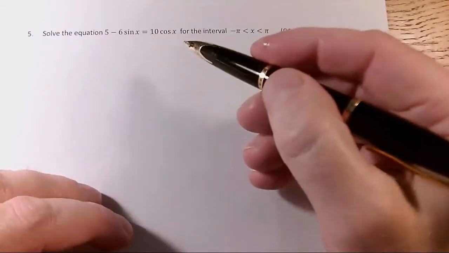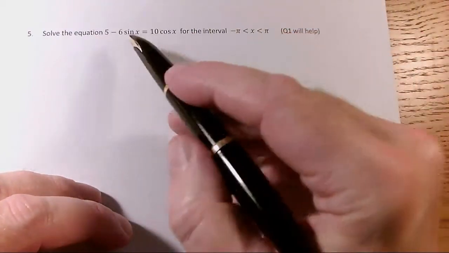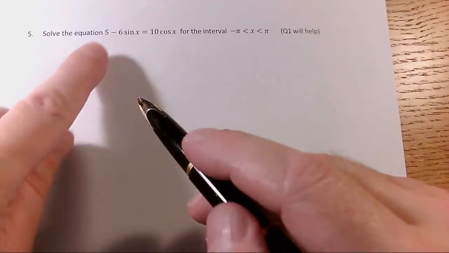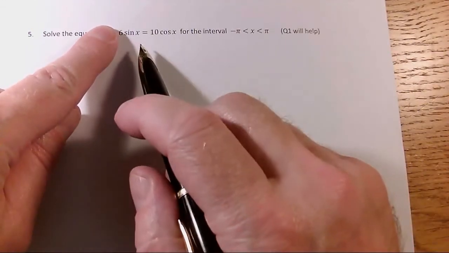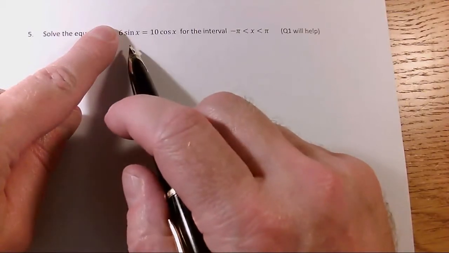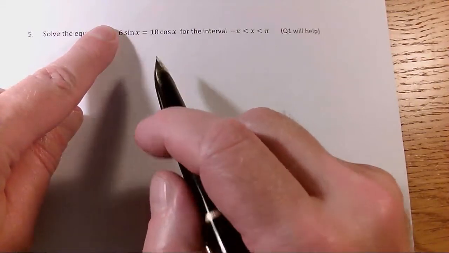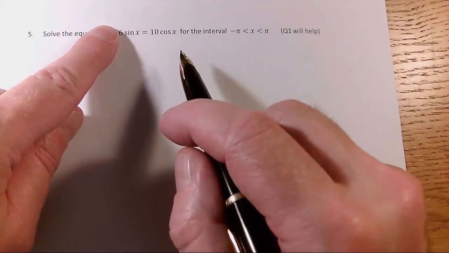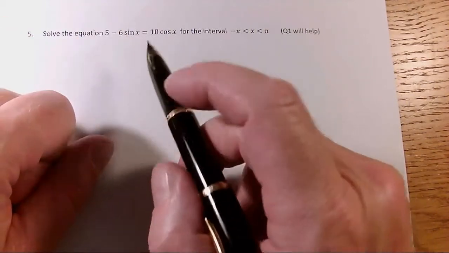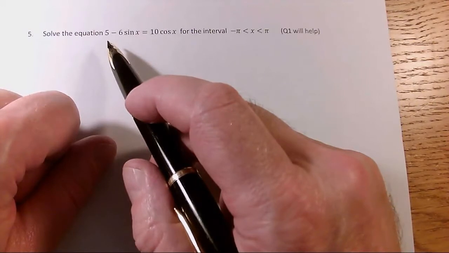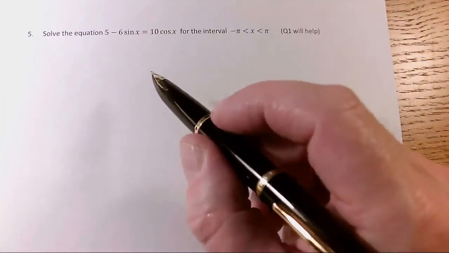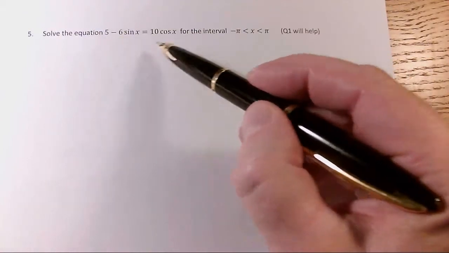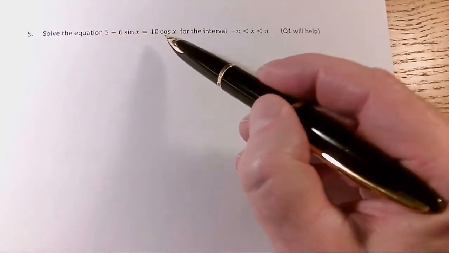Okay, here I've got a trig equation to solve. Now if it wasn't for this 5 here, if I just had 6 sin x equals 10 cos x, then I'd divide through both sides by cos x and I'd get a tan x term and a number term, and I'd merrily solve tan x equals a number. But that solution won't work with a 5 here because I'd have 5 over cos x and it would be horrible.